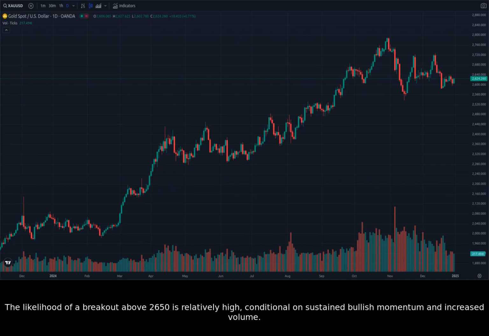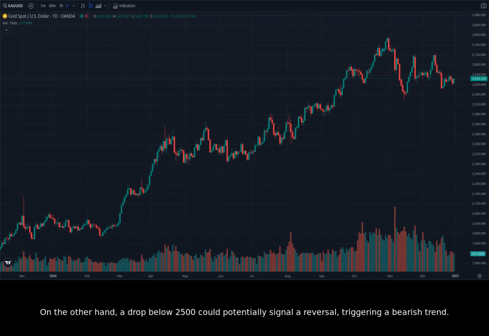The likelihood of a breakout above 2,650 is relatively high, conditional on sustained bullish momentum and increased volume. On the other hand, a drop below 2,500 could potentially signal a reversal, triggering a bearish trend. However, this possibility is relatively low, given the recent strong upward trend.